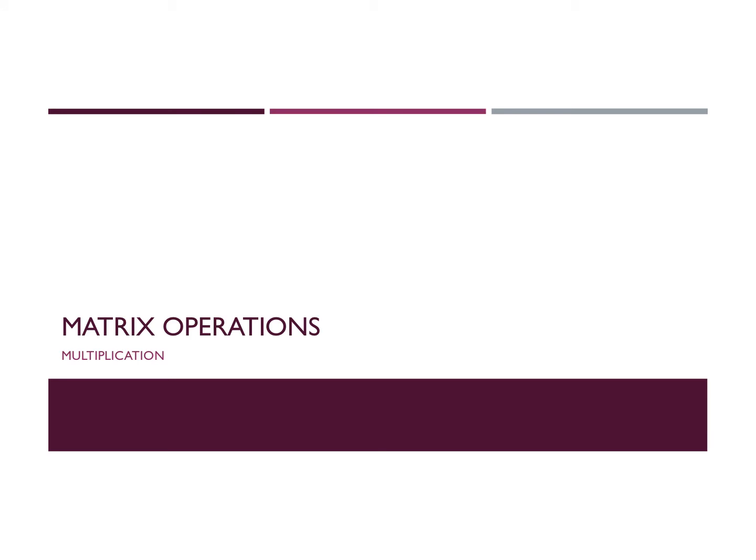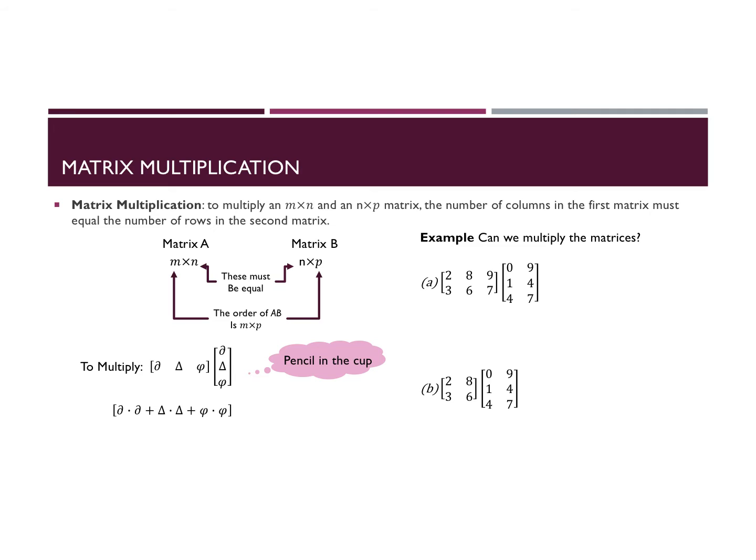Today you will be multiplying two matrices together. So with matrix multiplication, notice you're going to multiply an m by n matrix and an n by p matrix. The number of columns in the first matrix must equal the number of rows in the second matrix.